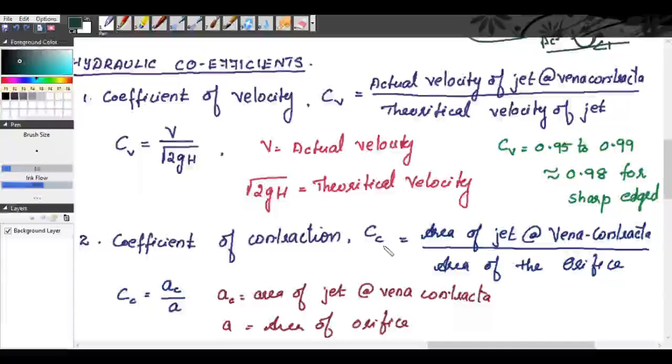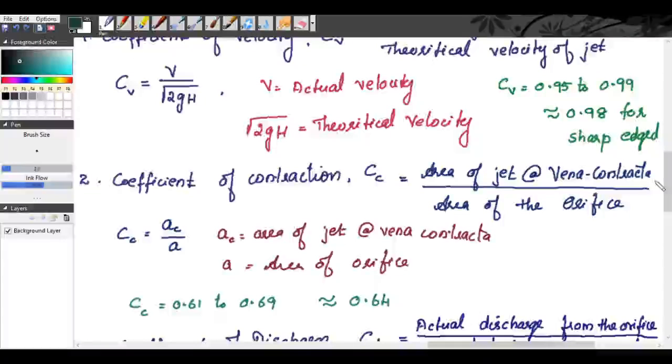So Cc, the coefficient of contraction, is equal to the area of the jet at vena contracta, which is the smaller area, divided by the area of the orifice. So Cc is equal to Ac by A, where Ac is the area of the jet at vena contracta and A is the area of the orifice. The value of Cc is normally taken between 0.61 to 0.69 depending upon the size and shape of the orifice and the head of the liquid under which the water flow takes place. In general, the value of Cc can be taken as 0.64.